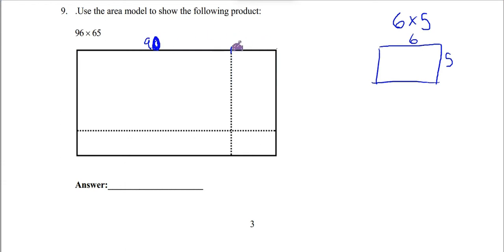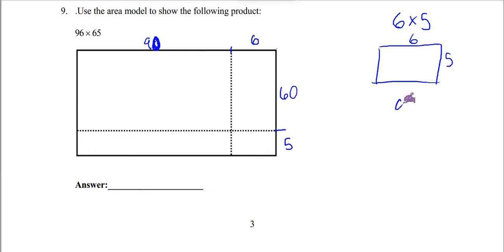This much is 90 from here to there, and from there to there is 6, for a total of 96. This side from here to here is going to be 60, and this side is going to be 50. So if I added this, it'd be 96. If I added this, it'd be 65. So this is a rectangle that's 96 by 65. The area will be whatever the product of 96 and 65 is.